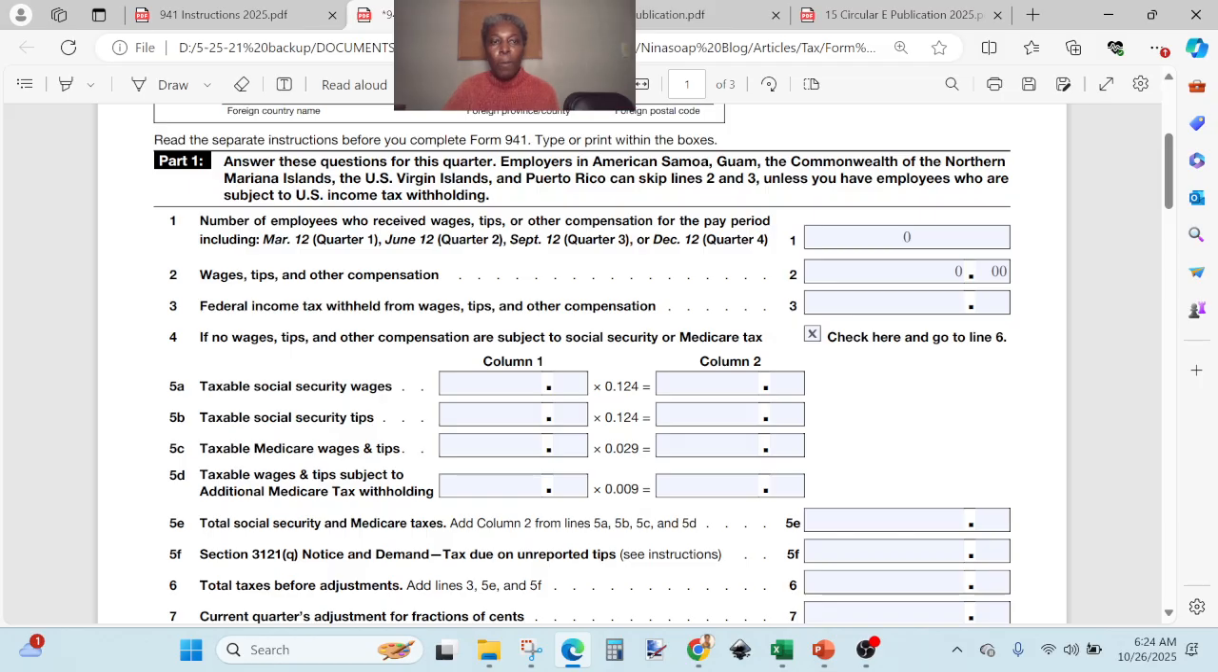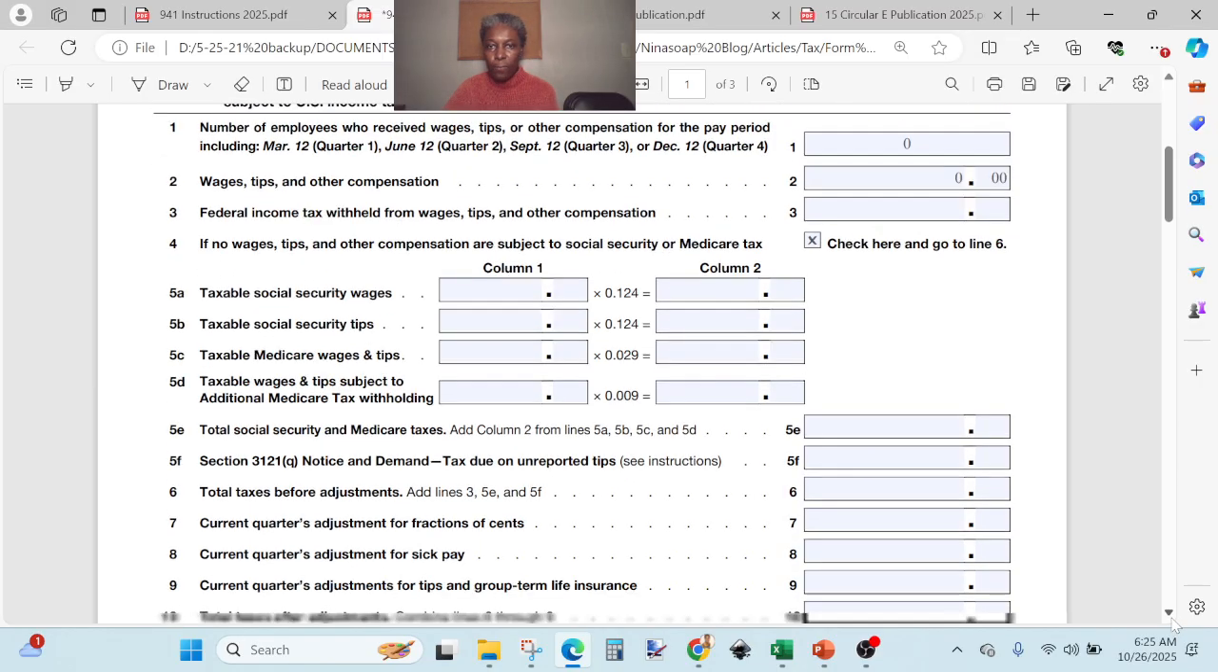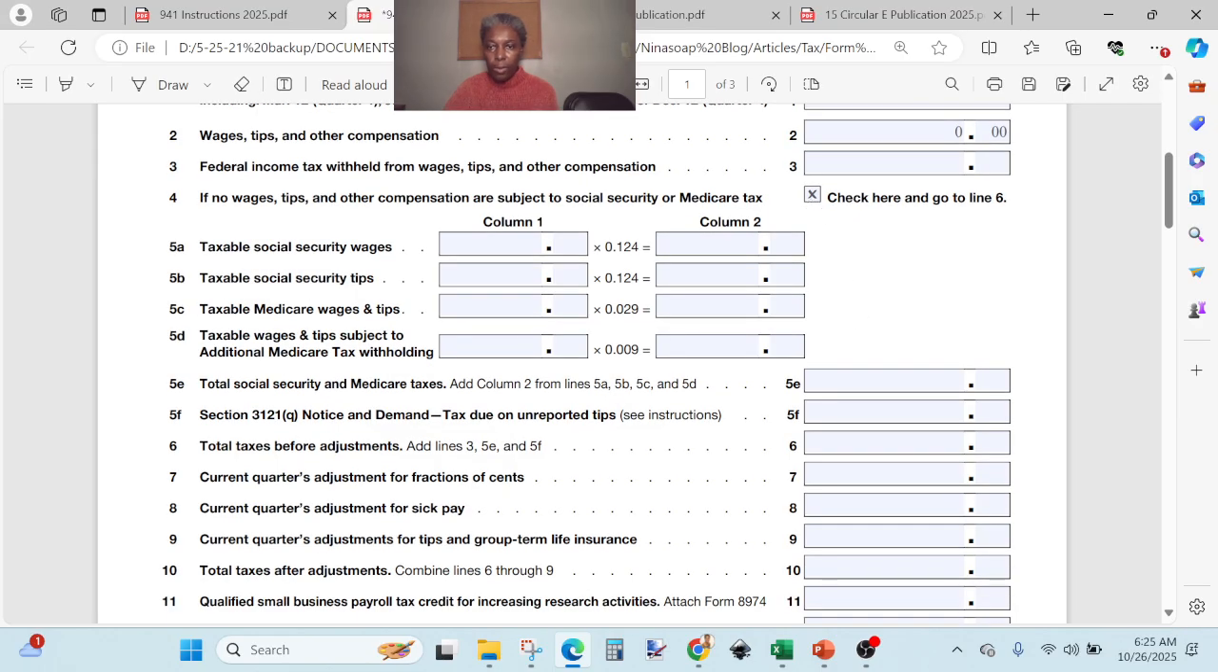Line 3, how much federal income tax was withheld from the wages you paid those people. You didn't pay any wages, therefore you didn't withhold anything, so it's going to be blank. Line 4 is asking if you didn't pay any wages that are subject to Social Security and Medicare tax, to check that box so that you can leave line 5 blank and go to line 6. So we check the line 4 box and we go to line 6.